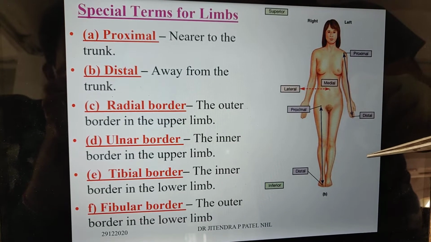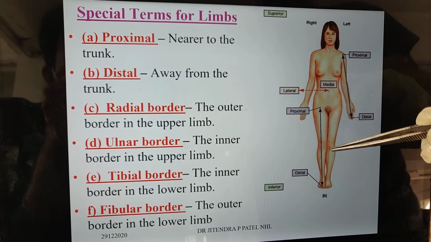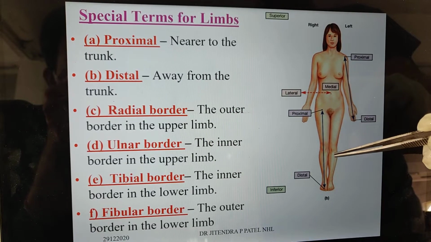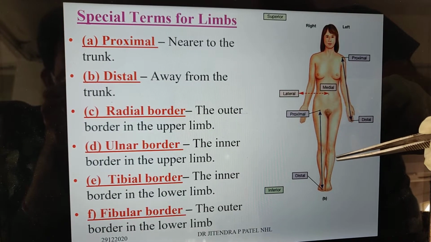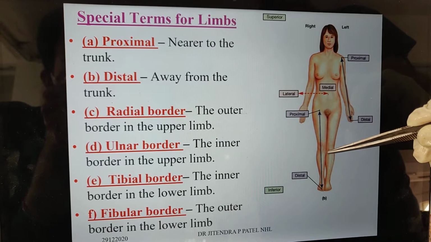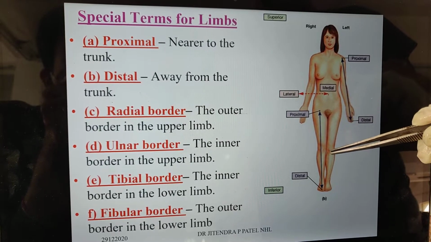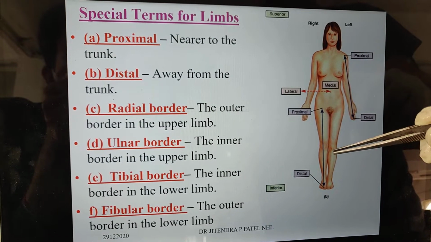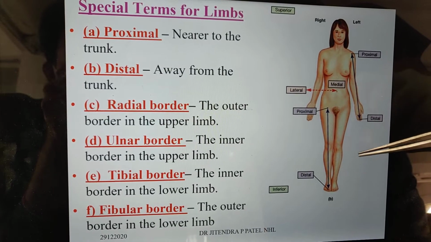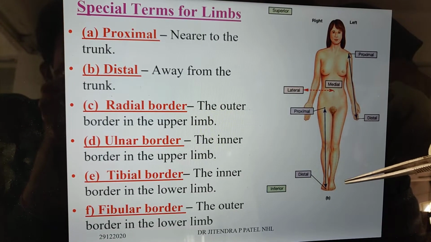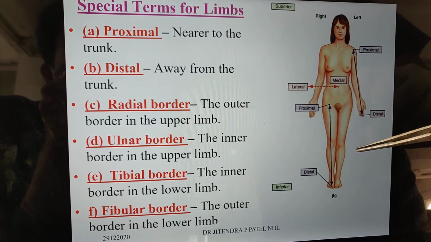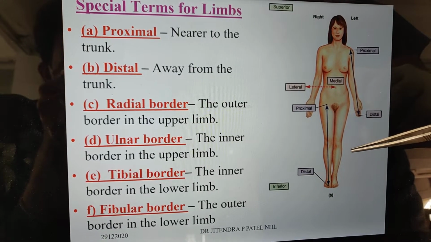Same way inside the lower limb. Inside the leg, there are two bones, tibia, which is the medial bone, and fibula, which is the outer bone. So the tibial border is also called the inner border, or the medial border. While the fibular border is also called the outer border, or the lateral border.